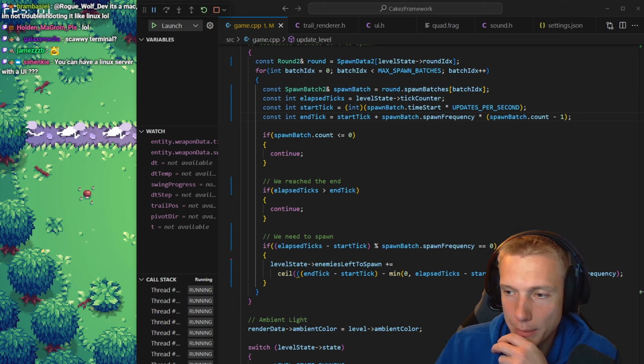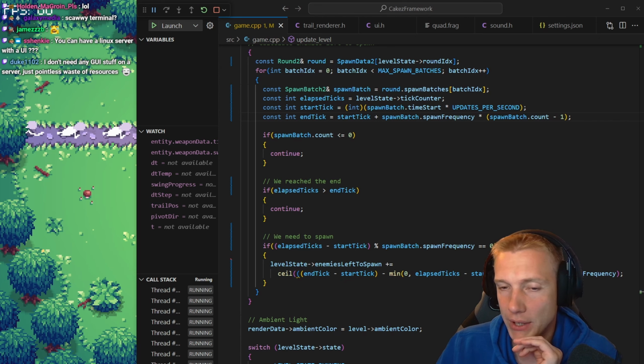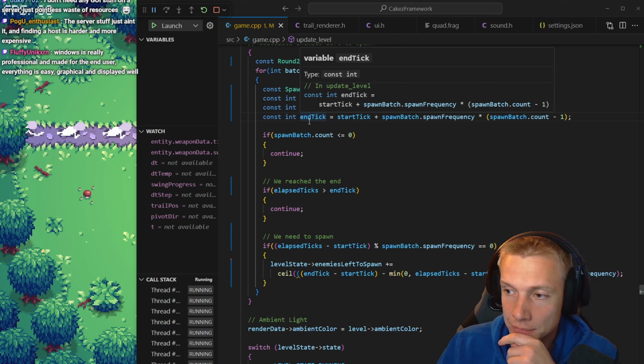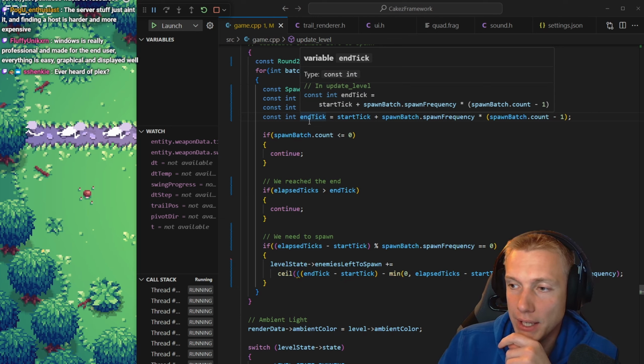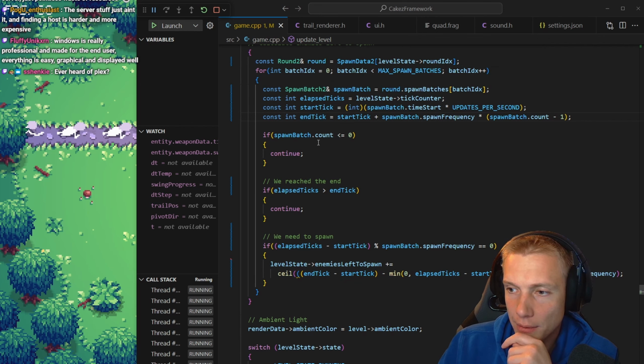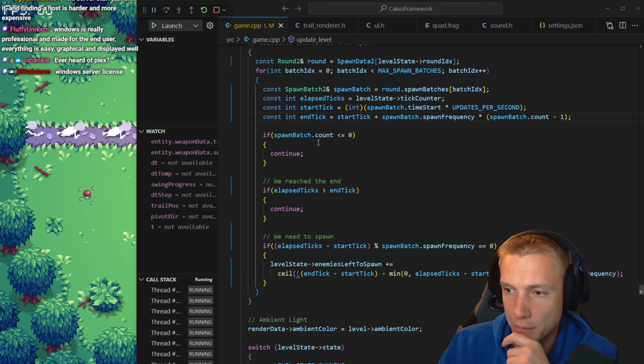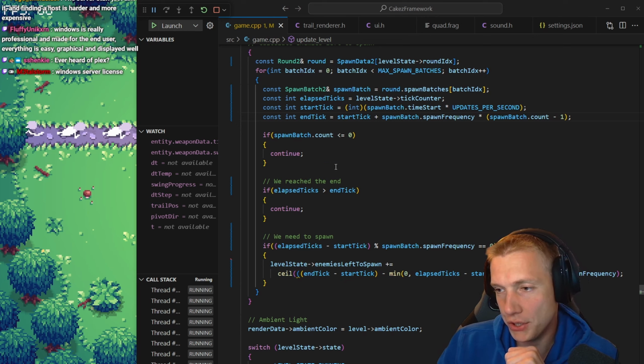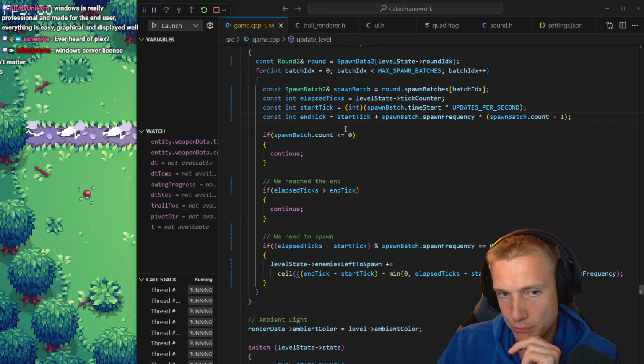You can have a Linux server with a UI? Yes, you can, I know. But most Linux servers don't use a UI, as far as I know. I don't need GUI stuff on a server, just a pointless waste of resources. See, I agree, but I like it. The server stuff just ain't it, and finding a host is harder and more expensive. Windows is really professional and made for the end user. Everything is easy, graphical, and displayed well. Oh, Windows Server license. See, that's the first one that actually spits out something here.